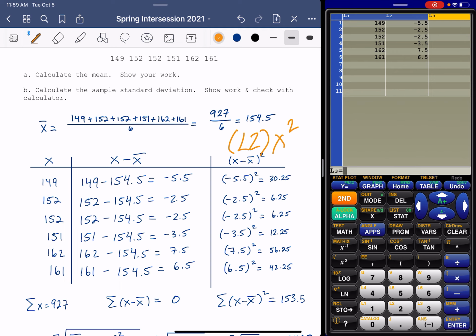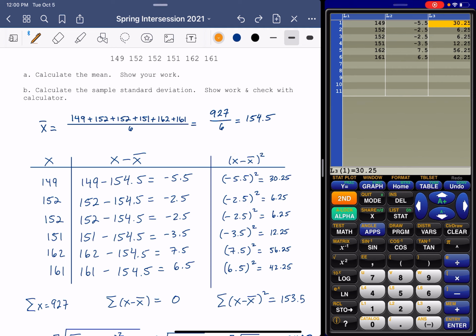No. Clear that. Parentheses, L2, close parentheses squared. Okay. Put the parentheses just in case to put that negative inside. This column, they all need to be positive values. Okay. Enter. There it is, 30.25, 6.25, 56.25, and so forth. So perfect.